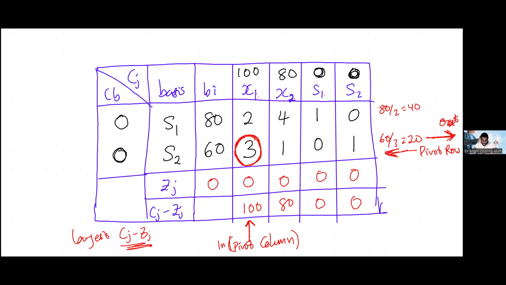Yeah, I think this is clear. So now we know the entering decision variable, which is X1, and the leaving decision variable, which is S2.